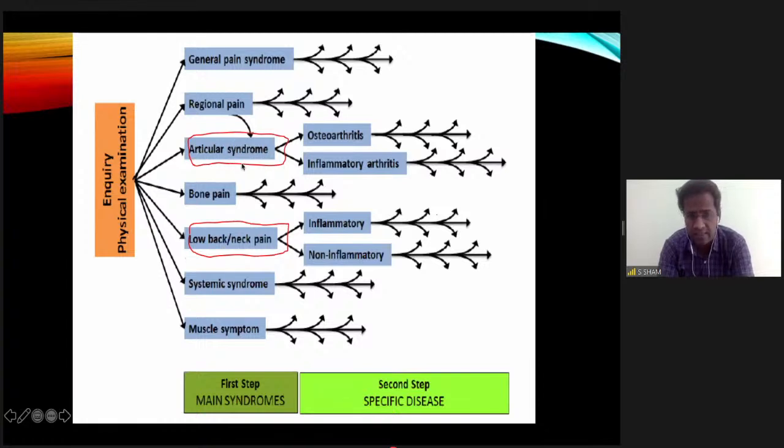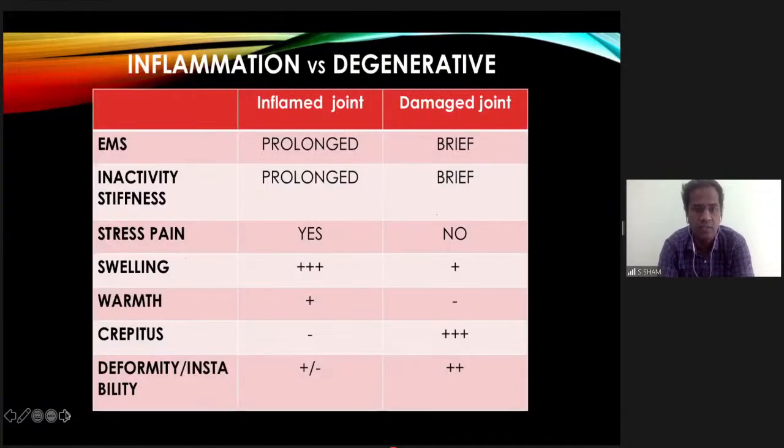See whether it is an isolated peripheral joint, or sometimes isolated axial, or both. Something like psoriatic arthritis, where you can have both peripheral joints and axial joints involved. First find out what the main syndrome is, then you can go for the specific disease. This is the most important thing. Whenever next time we see a patient with joint pain, first let's try to find out whether it's inflammation or whether it's degenerative.